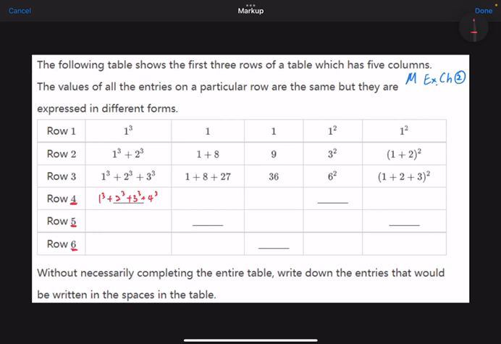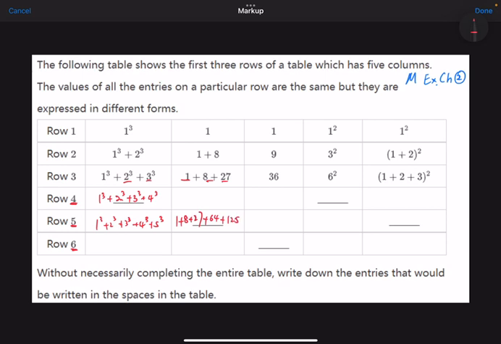And then for the second column, we're just writing the actual numbers instead of cubes. 1 cubed is 1, 2 cubed is 8, 3 cubed is 27. We just calculate them. So for the fifth row, for this blank over here, in the first column we have 1 cubed plus 2 cubed plus 3 cubed plus 4 cubed plus 5 cubed. And if we write it in the second column, if we calculate them, it will be 1 plus 8 plus 27 plus 4 cubed is 64, and then plus 5 cubed, 125.